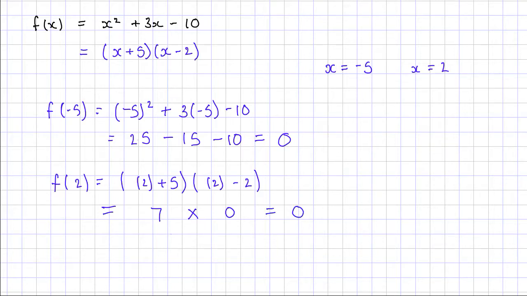Now I'd like you to think, did you expect these to be 0? So for both of these we got 0. So did we expect these to be 0? And are there any other values I can try here where I will get zeros?